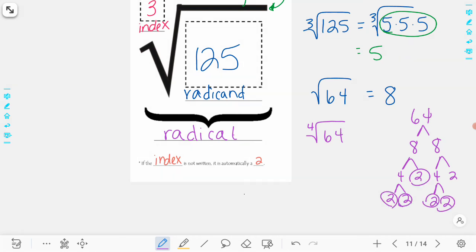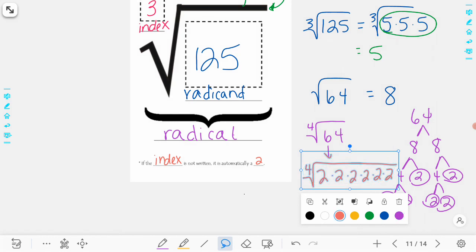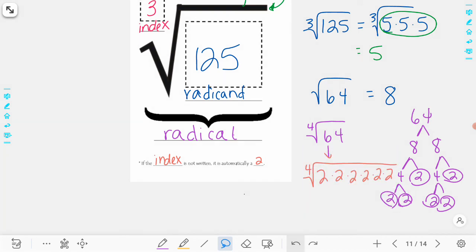Okay, so we would end up with the 4th root of 1, 2, 3, 4, 5, 6 2's. Let me make that a different color so it'll go a little better for us. All right, there we go. So now we're looking for groups of 4. Our index indicates how many we want in a group. So we have 4 2's right there. But we don't have another group of 4.